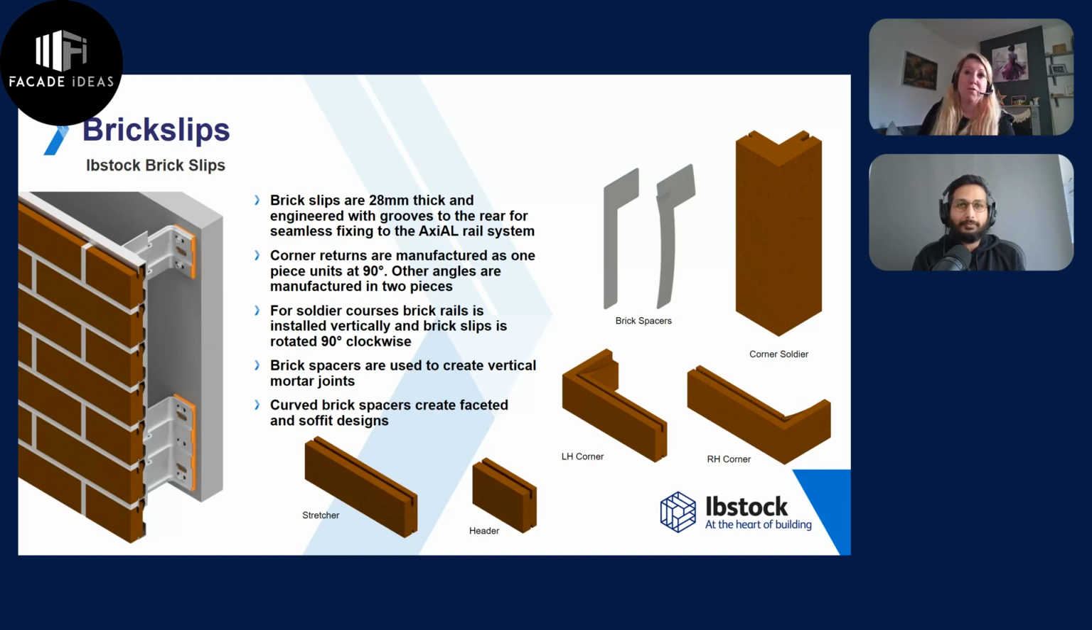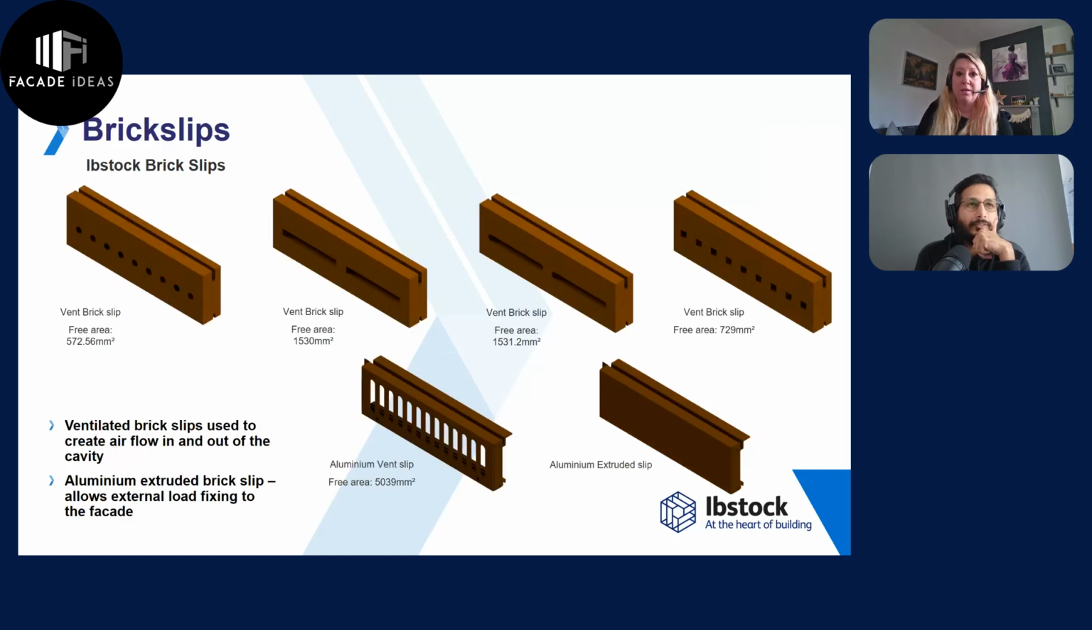You can see there we've got a curved one as well, and that's where we would look at if we've got soffit designs. We would use that because it provides that extra security when we're looking at very shallow soffits into window jambs, which I think I've got a little example of as we move on.